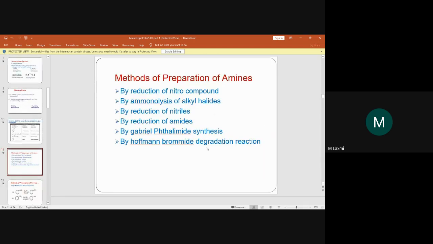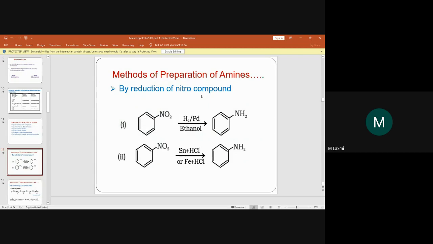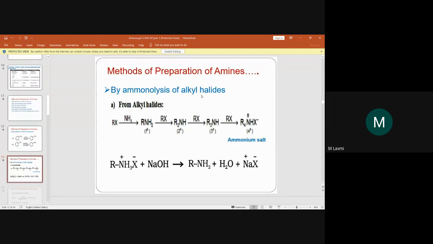How to prepare amines? The first one is reduction of nitro compounds. So you have to take nitrobenzene. Reduction means addition of hydrogen. The majority of the reduction takes place with platinum, palladium or nickel as a catalyst. So you will be getting aniline.